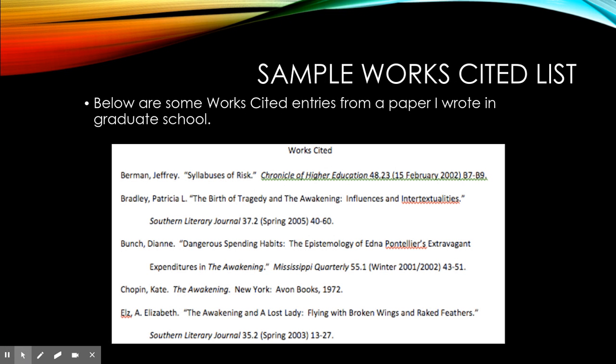A lot of these are journal articles. This is a paper that I wrote in graduate school, so it's been a little bit. This was probably spring or fall semester 2005, maybe. So it's been a little bit. But this is a screenshot out of a Microsoft Word doc of what that might look like.